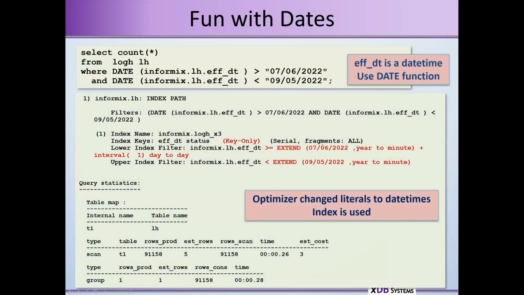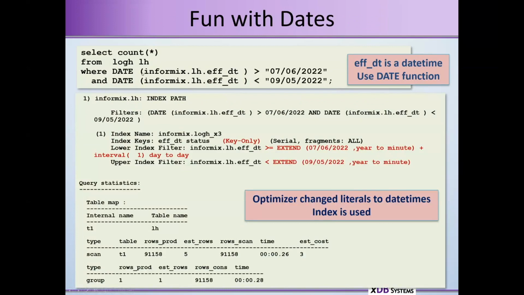I can instead change the literal value that I've got here for a date to a datetime. So it takes our effective date and compares it against our literal value that's been extended to a datetime, and it adds on a day. This is clever because we're saying greater than 7/6/2022. It's changed it to greater than or equal, the date changed to a datetime plus 1. Now, we still see the filter here.